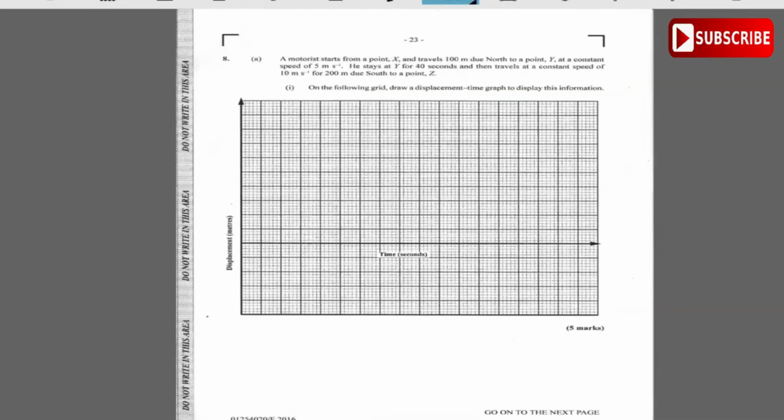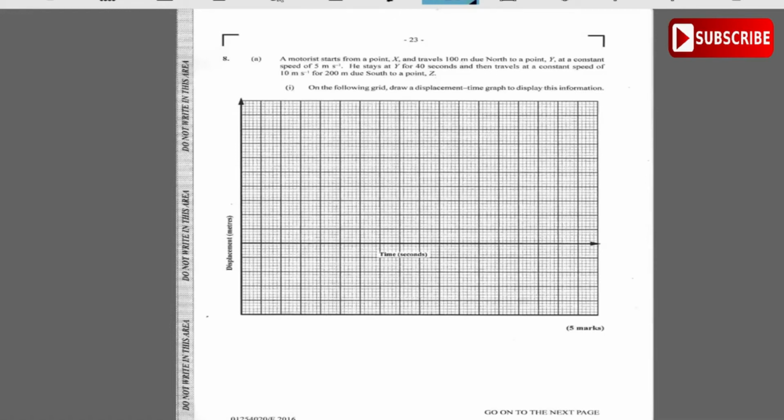Question 8 goes now to say a motorist starts from a point X and travels 100 meters due north to a point Y. So the motorist travels 100 meters to a point Y at a constant speed of 5 meters per second. He stays at Y for 40 seconds, then travels with a constant speed of 10 meters per second to Z. On the following grid, draw a displacement time graph.